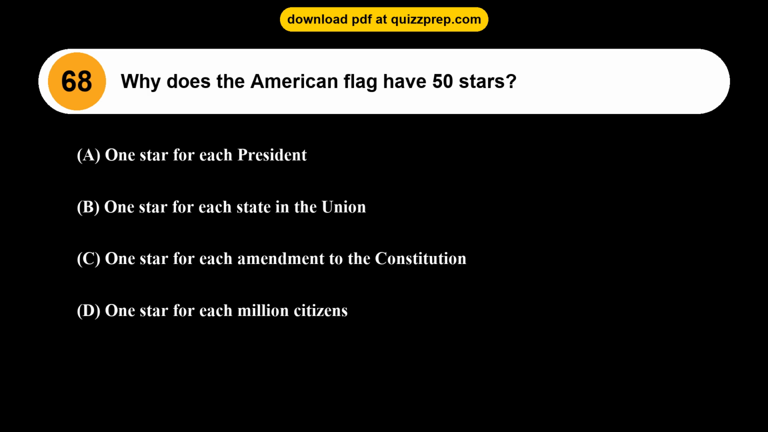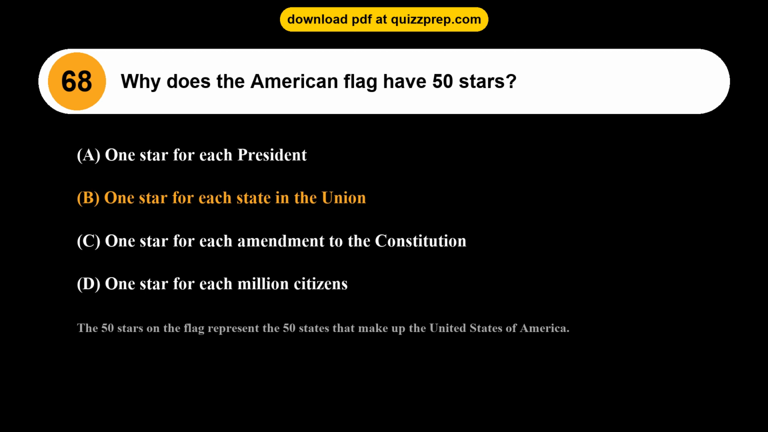Question 68. Why does the American flag have 50 stars? Option A. 1 star for each president. Option B. 1 star for each state in the Union. Option C. 1 star for each amendment to the Constitution. Option D. 1 star for each million citizens. The correct answer is option B. 1 star for each state in the Union. The 50 stars on the flag represent the 50 states that make up the United States of America.